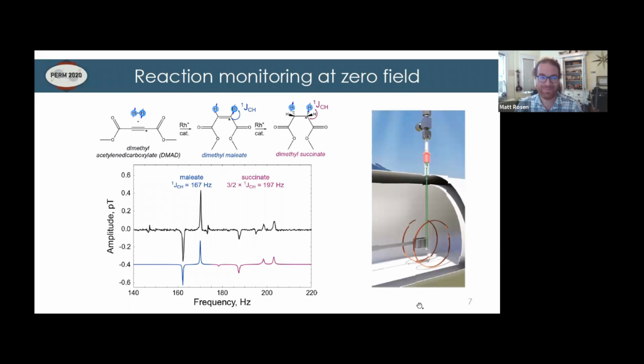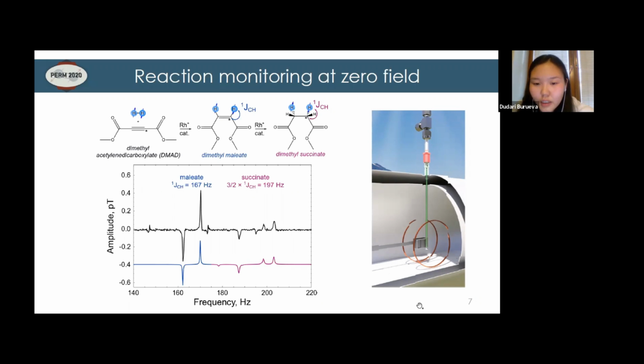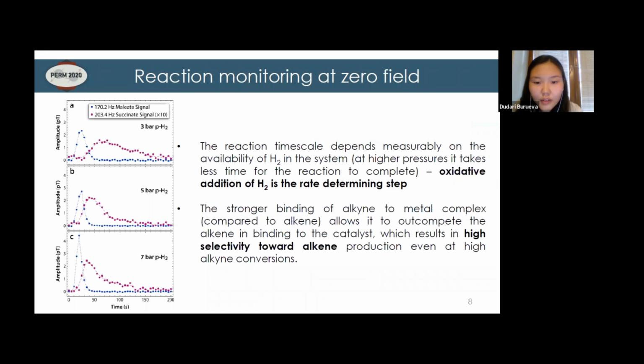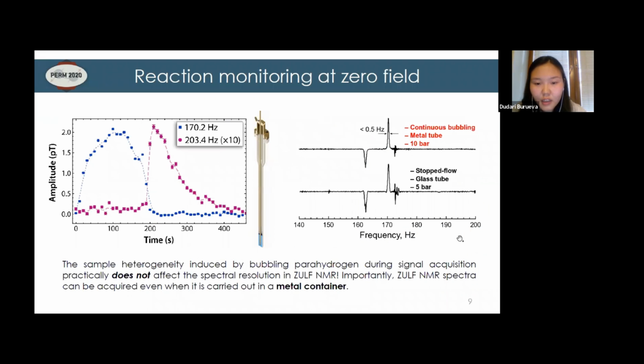Okay, so in this slide, you can see the J spectra of maleate and succinate at zero field. And the next slide, please. This reaction was monitored at zero field and different pressures, and we see nice plots at the left, and this shows us, next slide, please.